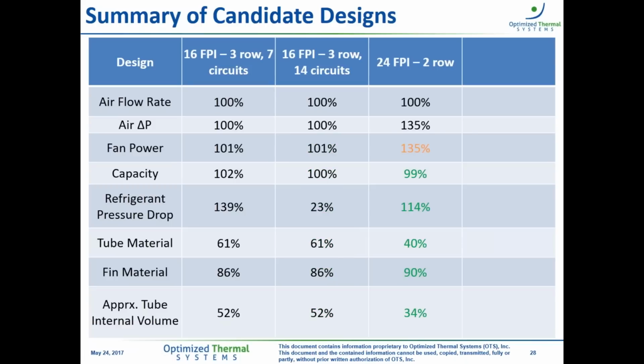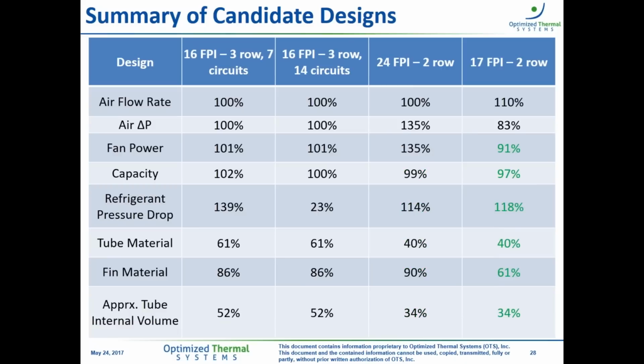And then when we look at our 2-row design, as I mentioned before, we have an increased air pressure drop and increased fan power. The capacity is acceptable, and refrigerant pressure drop is acceptable, and we're able to reduce the tube material consumption by about 60%, and the internal volume of the tubes is decreased down to just 34% of the baseline internal volume. So this is a very attractive design, going down to just 2 rows with 5mm tubes, but we have this challenge of the increased fan power.